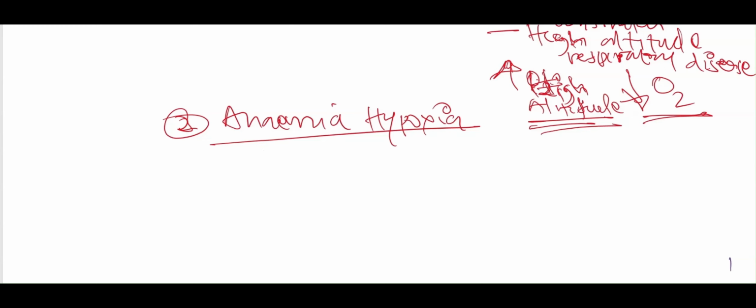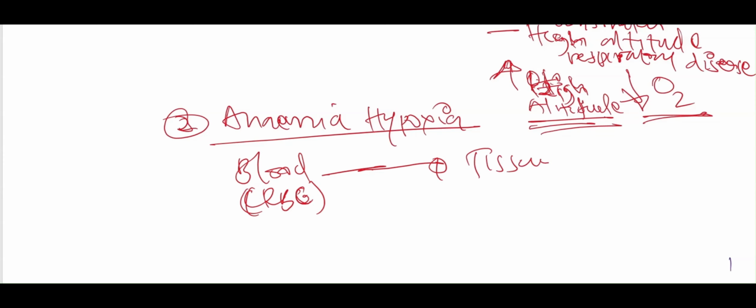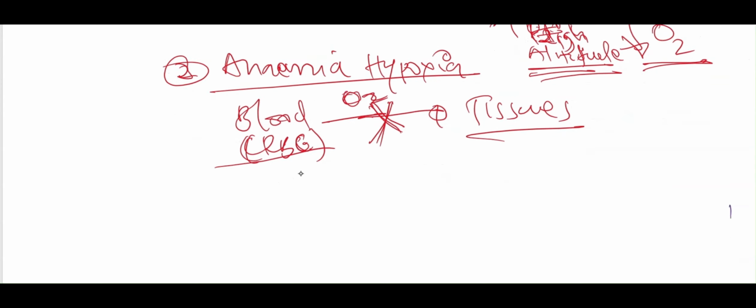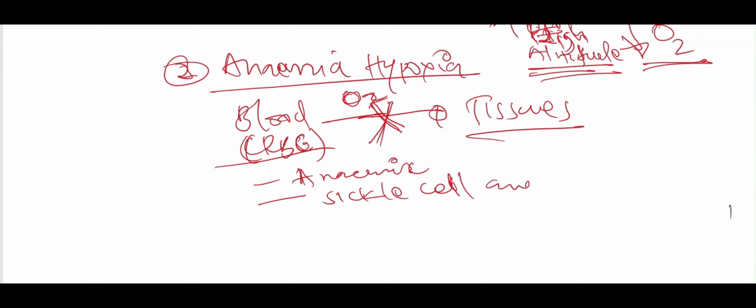Number two, which is the second type of hypoxia, is anemic hypoxia. Anemic hypoxia here happens when blood, which is normally RBC, fails to deliver oxygen to the tissues, does not deliver adequate oxygen to the tissues. And this happens when the blood is less than body requirement. That is, the patient can be anemic, can have underlying causes like sickle cell anemia.